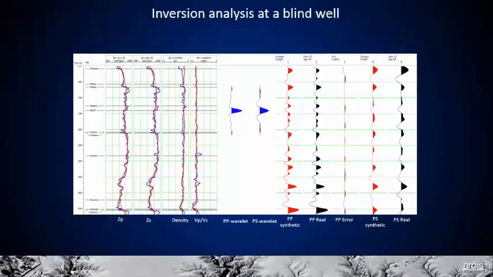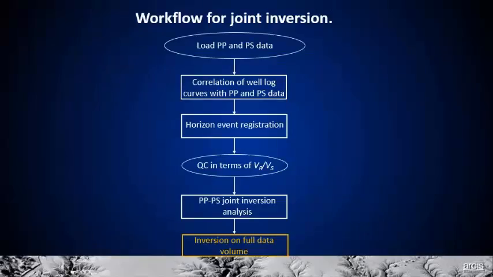Here on this display, I am also showing you the PP wavelet extracted and the PS wavelet as such. And this PP synthetic is just the inverted P-impedance that has been convolved with the wavelet to get this trace. It is compared with the real PP trace here. Error is given here, and similarly for the PS. So this is done. We run it on the full volume, and we are ready for our interpretation.